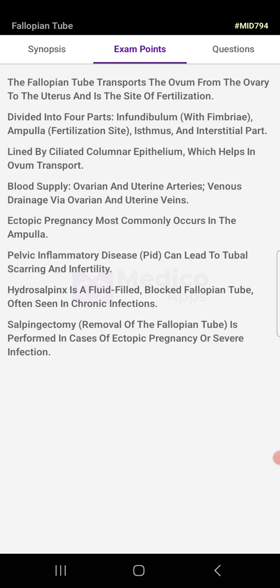Ectopic pregnancy most commonly occurs in the ampulla. Pelvic inflammatory disease can lead to tubal scarring and infertility. Hydrosalpinx, this is a fluid-filled blocked fallopian tube often seen in chronic infection. Salpingectomy, removal of the fallopian tube, is performed in cases of ectopic pregnancy or severe infection.